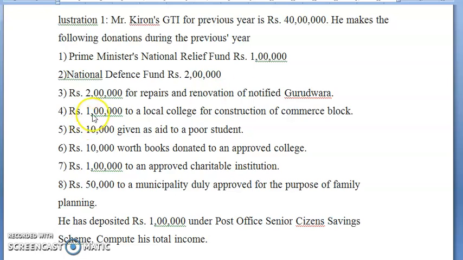Next, 1 lakh rupees to a local college to construct a commerce block. It is an educational institution, so we can consider it. Next, rupees 10,000 is given as aid to a poor student.